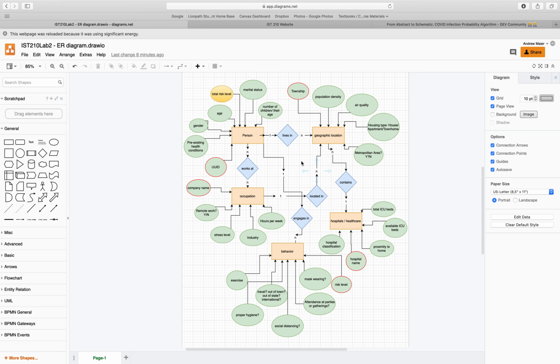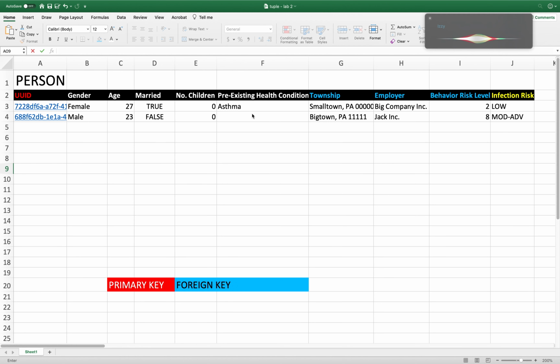If we take a look at this entity relationship diagram, basically what we're looking at is a diagram for a web application that would be used to determine somebody's risk for contracting the coronavirus. You can see that the entities we have are person, geographic location, occupation, behavior, and hospitals, and each of these entities are linked to a bunch of different attributes, different pieces of data that will be stored in our database to help come out with an overall risk, which will be the output for this web application.